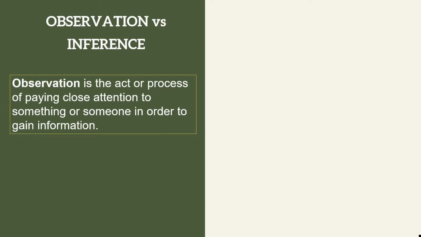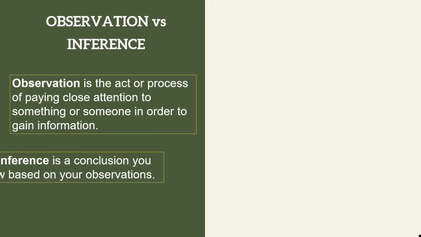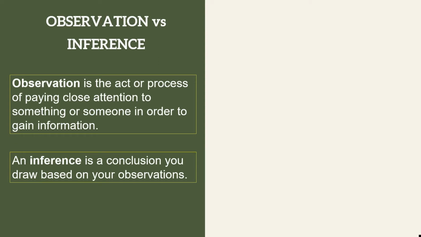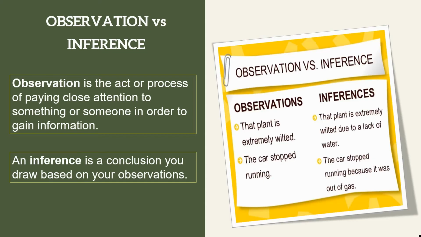What is the difference between observation and inference? We've already mentioned the meaning of observation. Now, let's proceed to inference. An inference is the conclusion you draw based on your observations. Let's have an example. Observation: the plant is extremely withered. Your inference would be the plant is extremely withered due to lack of water. Observation: the car stopped running. Inference: the car stopped running because it was out of gas.